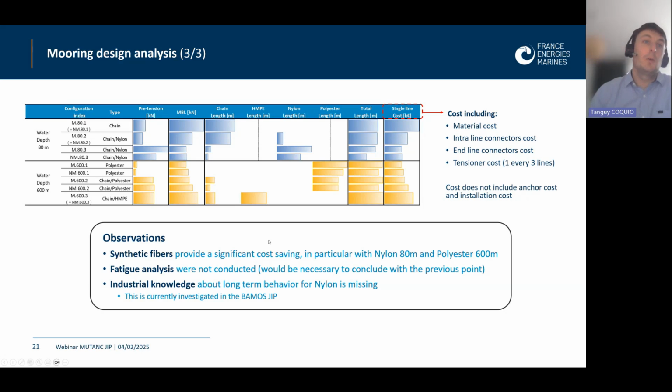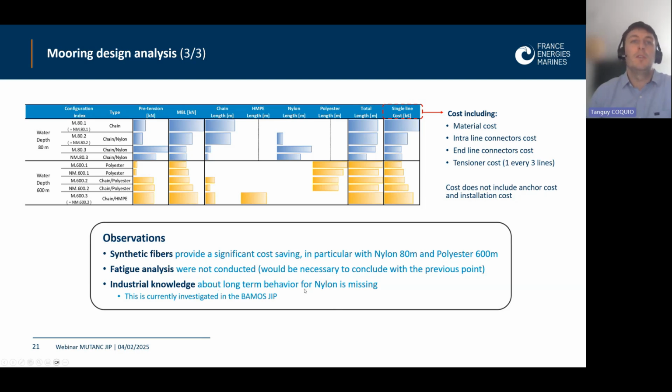Some observations. Synthetic fibers provide a significant cost saving, in particular with nylon at 80 meters and polyester at 600 meters. A reminder: fatigue analyses were not conducted here, so it would be necessary to conclude with the previous point on the cost.